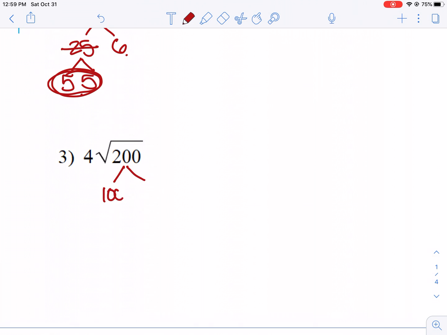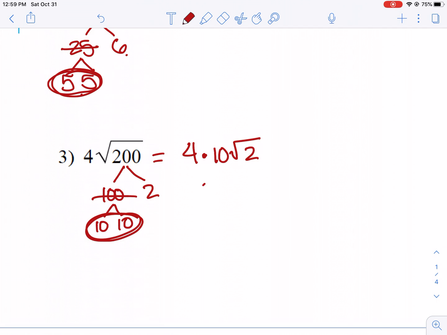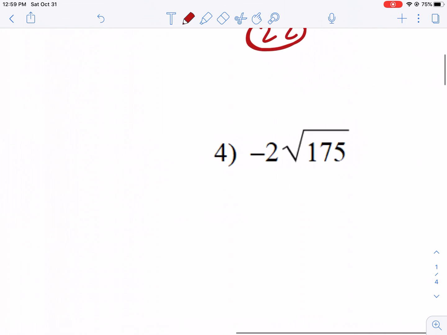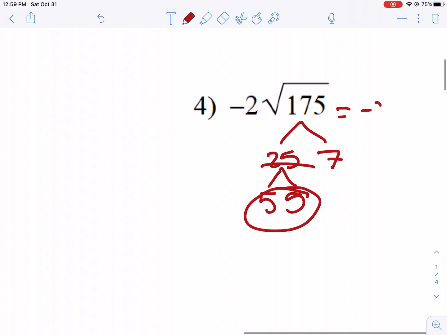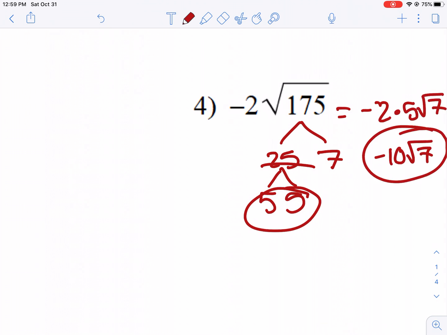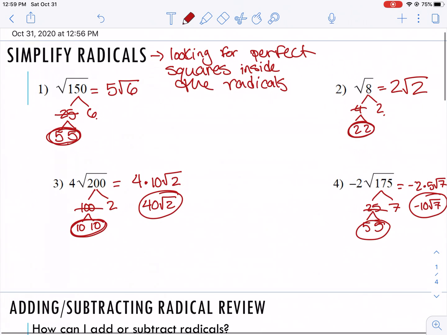200 can break into 100 and 2. 100 breaks into 10 and 10. So here's our pair. So when we do this, it becomes 4 times 10 square root 2. So 4 times 10 is 40. So it's 40 square root 2. And then this last one here, 175, we can break that into 25 and 7. This breaks into 5 and 5. So again, this becomes negative 2 times 5 square root 7, so negative 10 square root 7. So that was the quick refresher on how to simplify radicals.